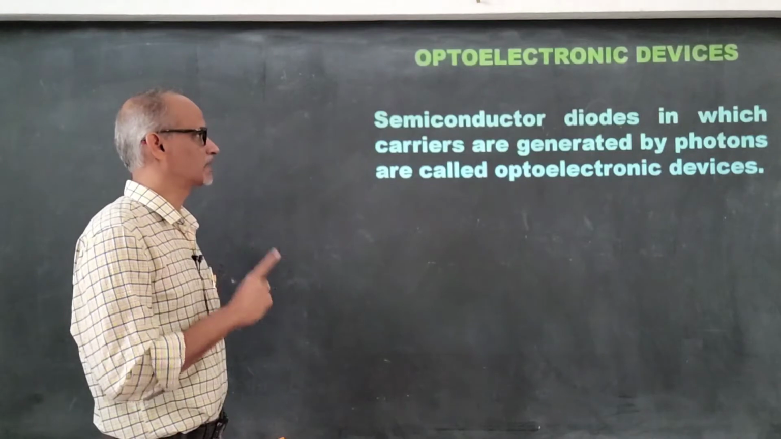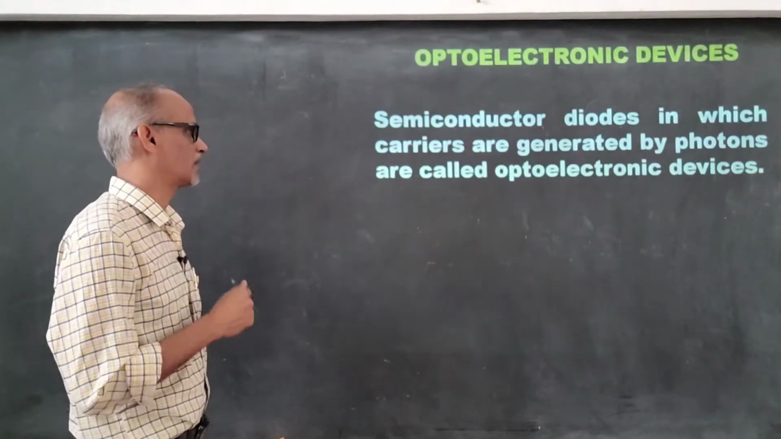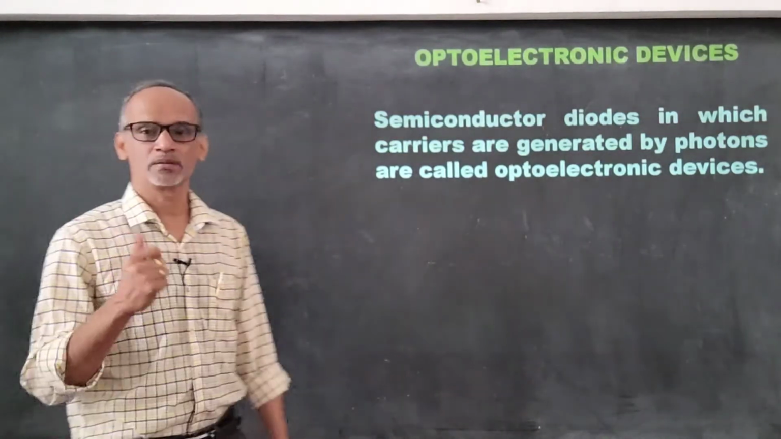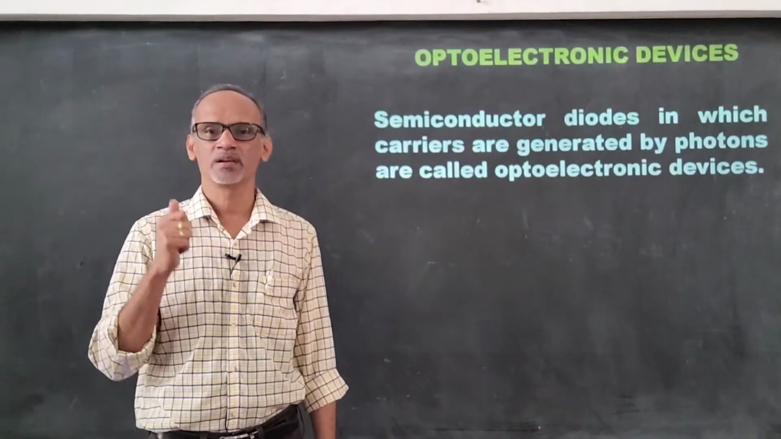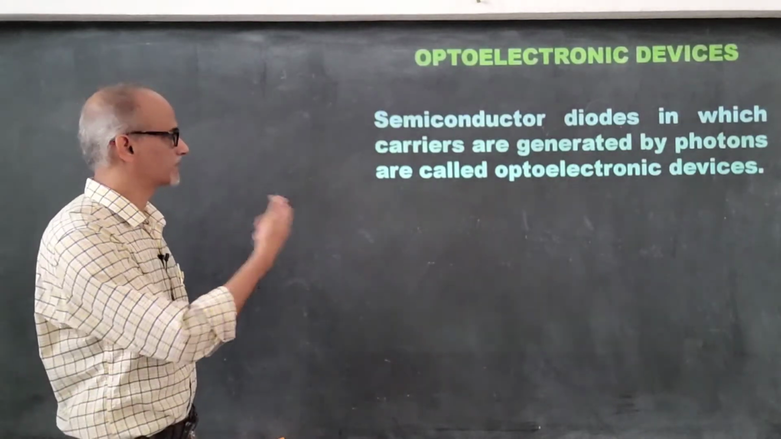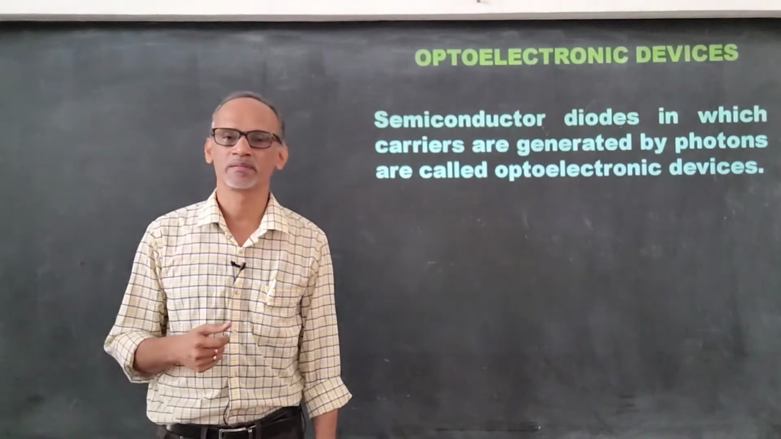Now, what are optoelectronic devices? Any semiconductor diodes in which carriers are generated by photons are called optoelectronic devices. Carriers means we are talking about the charge carriers: one is the negatively charged electron and the other is the positively charged hole. When these are created by photons, such devices are called optoelectronic devices.